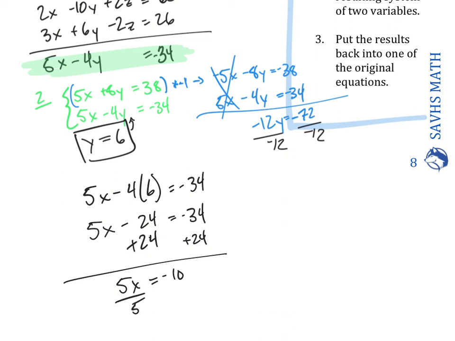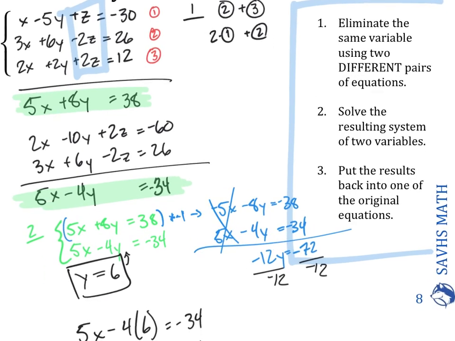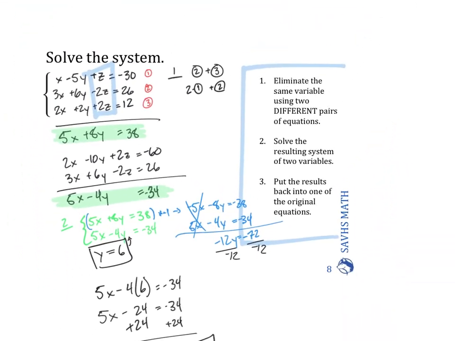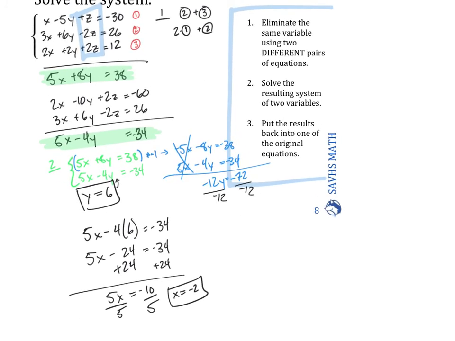Divide both sides by 5, divide both sides by 5. X should be negative 2. Again, things are looking good here. I'm starting to see my answer. I have x and I have y. Now I just have to get z. So step 3 is to take what I know from steps 1 and 2 and rewrite to get z.